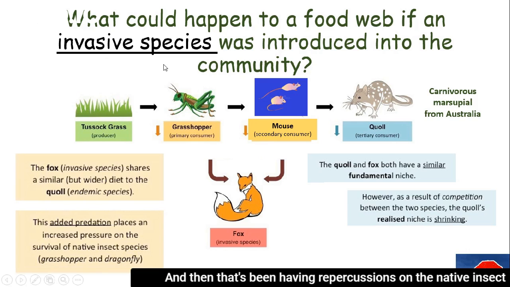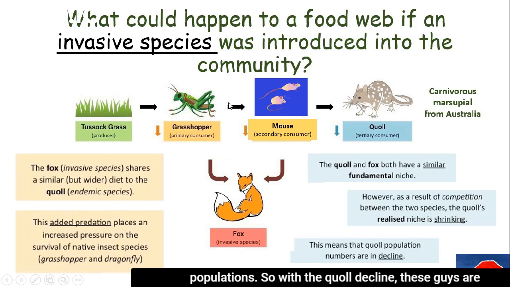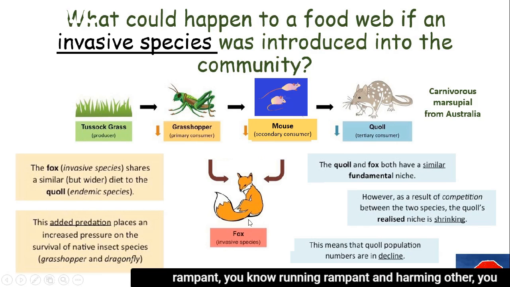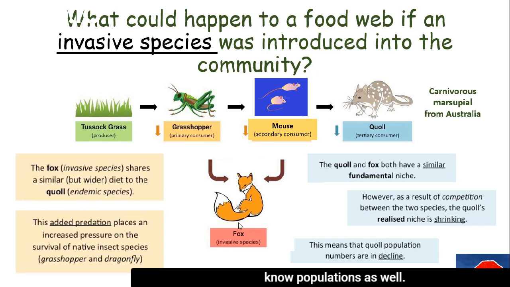And then that's been having repercussions on the native insect populations. So with the quoll in decline, these guys are running rampant and harming other populations as well.